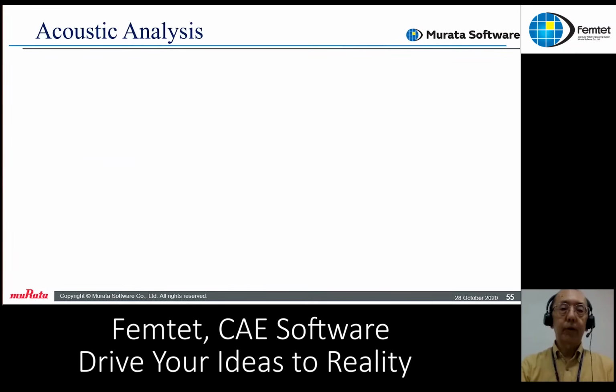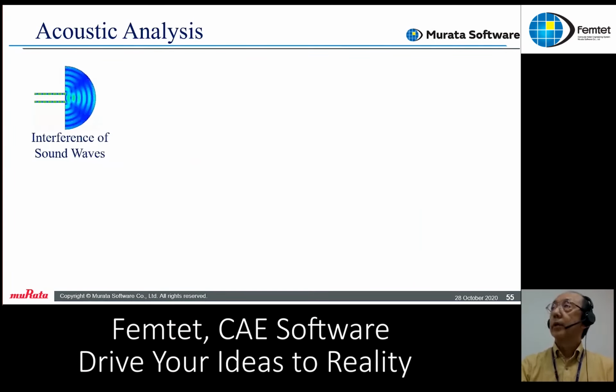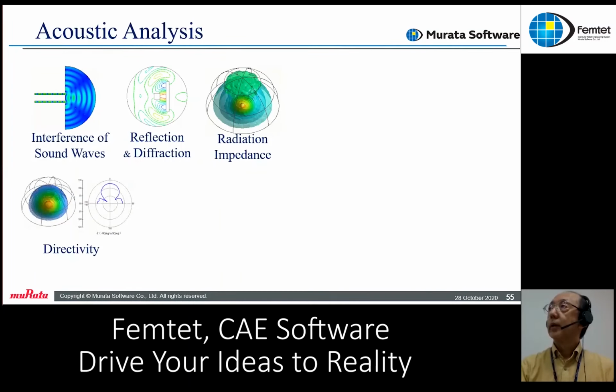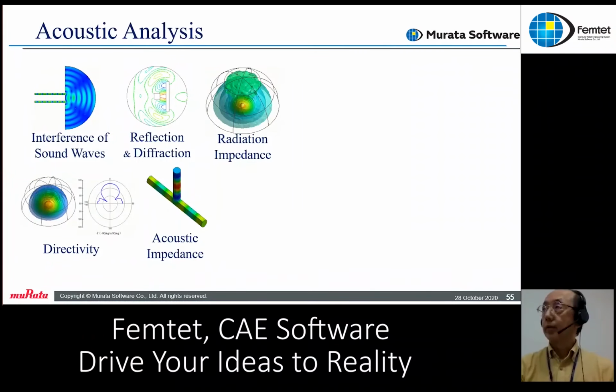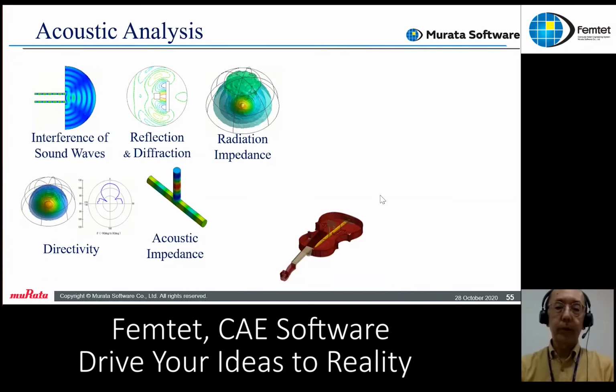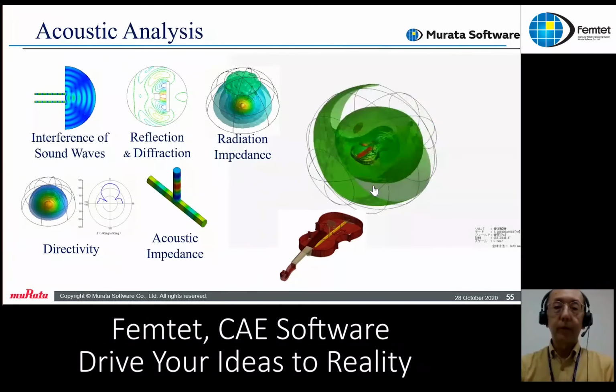Coming to the acoustic analysis, you can solve the interference of sound waves, reflection and diffraction, radiation impedance, and directivity, acoustic impedance. And here is an analysis model of a musical instrument. And you can see how the sound waves behave.